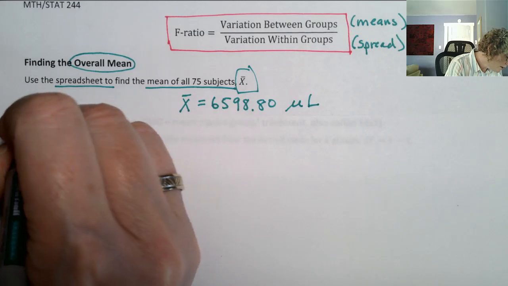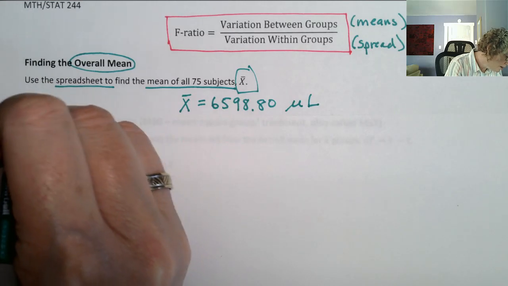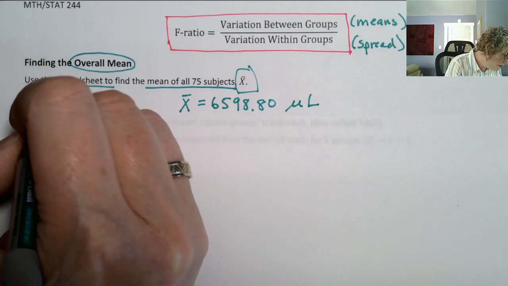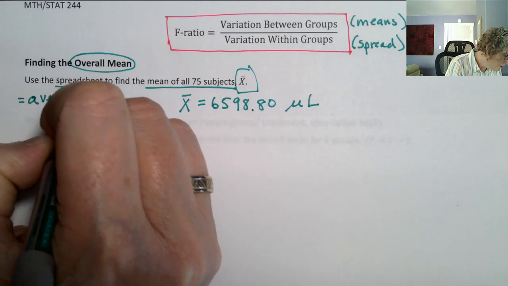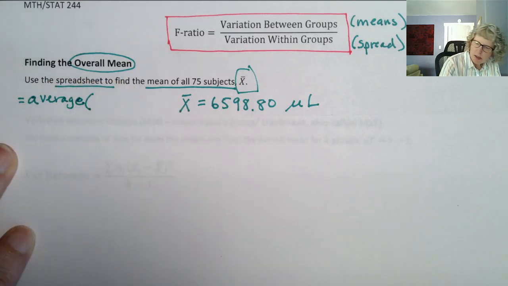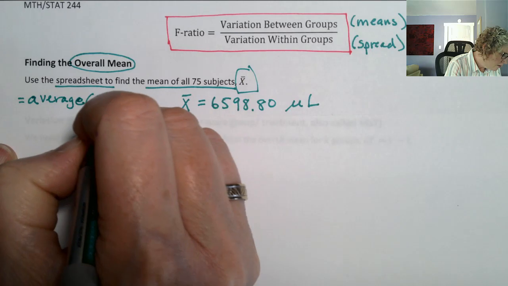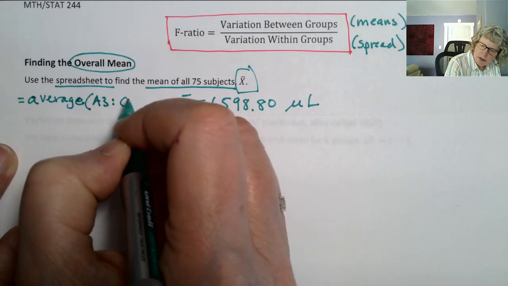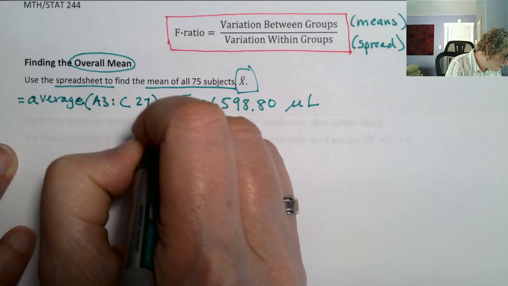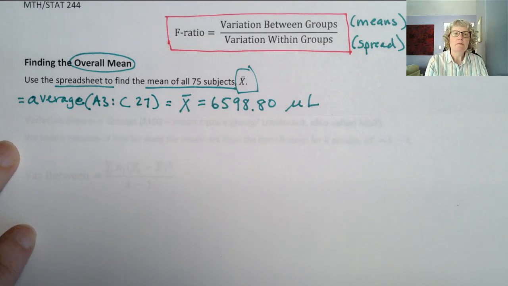Also, I'll just write down the spreadsheet command I used. Equals average, and then we did A3 colon C27. In case you need that for later.